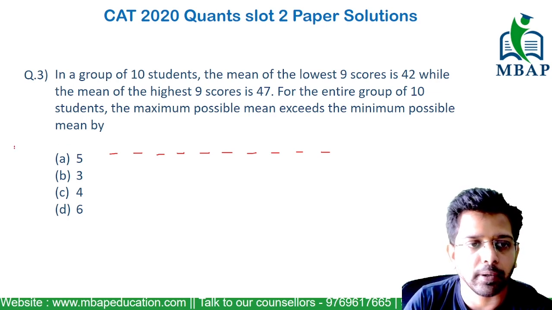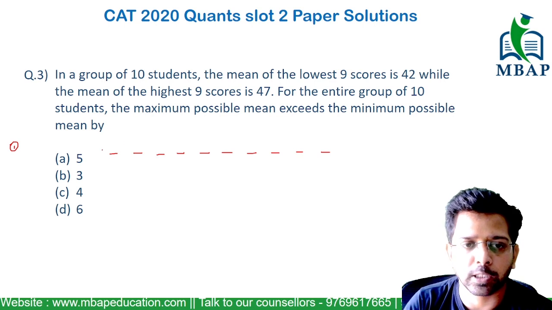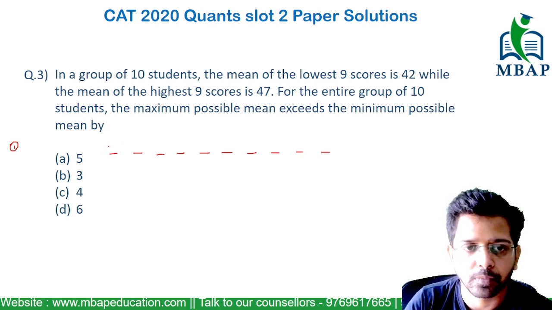Let's take case number 1. In my case number 1, I want the lowest 9 to be on 42. Let's assume the first 9 itself is on 42. Let's assume the first 9, all of them are on 42.